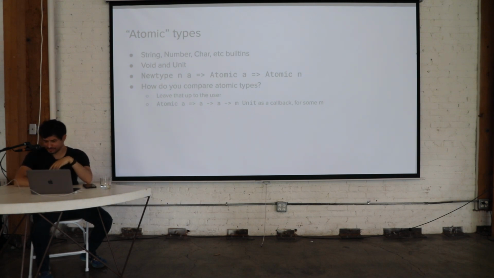So here I'm handling it differently. The callback is atomic A to A to M unit, a callback for some M. The way that I've implemented this is that M just has to be an applicative, so you can write your own applicatives. In particular, you could use something like, I think it's called V, from data.validation, which supports collecting errors and not stopping at the first one, which is what you would have with a monadic error strategy.